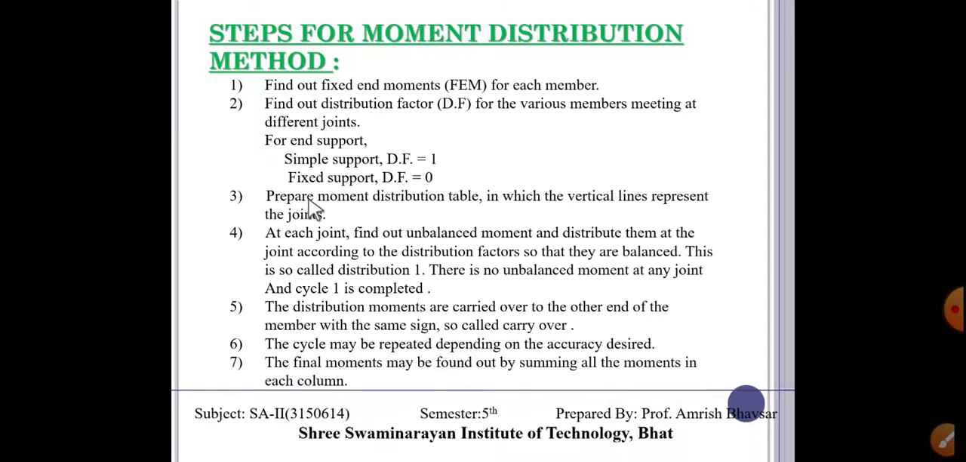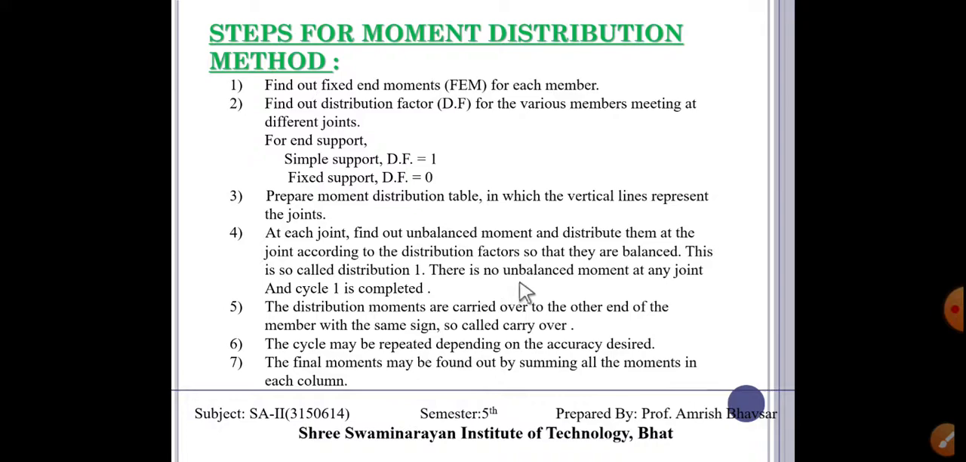After that, we have to prepare a moment distribution table. In that table, we distribute our moment with the help of the distribution factor at a particular joint. At each joint, find out the unbalancing moment and distribute it at the joint according to the distribution factor so that they are balanced. This is called distribution.